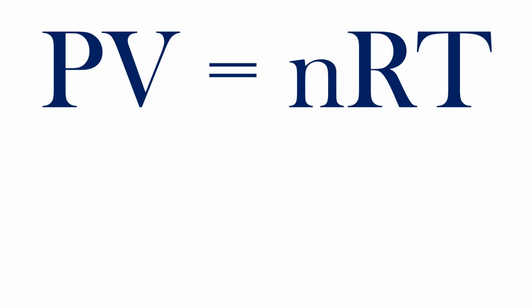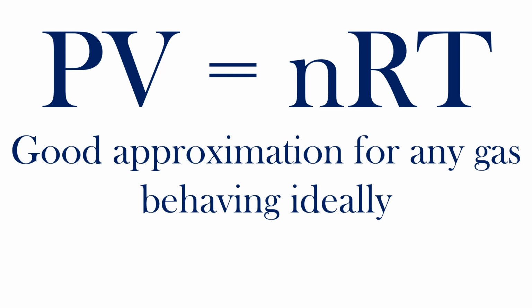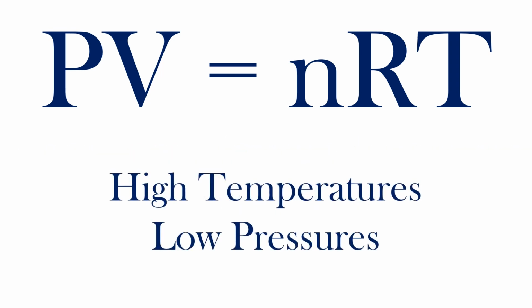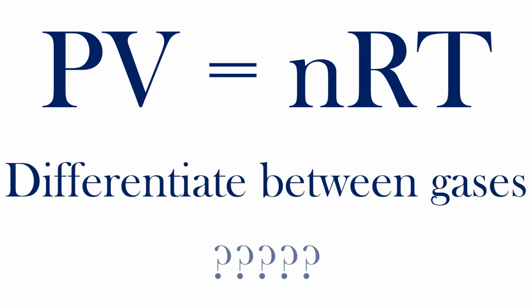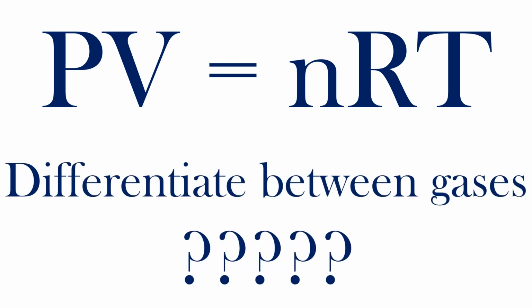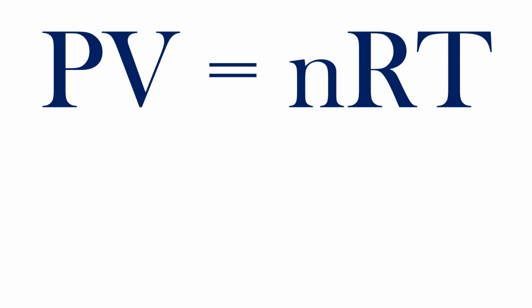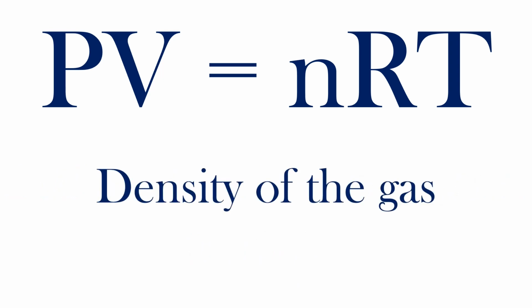When we introduce the ideal gas law, we notice that this equation is a good approximation for any gas behaving ideally. That is to say, at high temperatures and low pressures. But if all gases behave ideally under these conditions, how can we differentiate between gases? The answer is knowing the density of the gas.